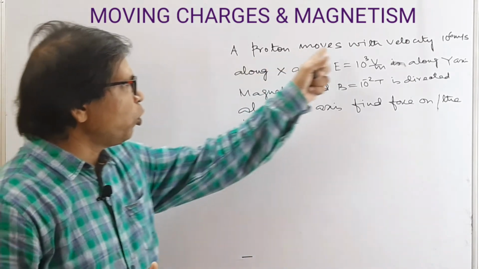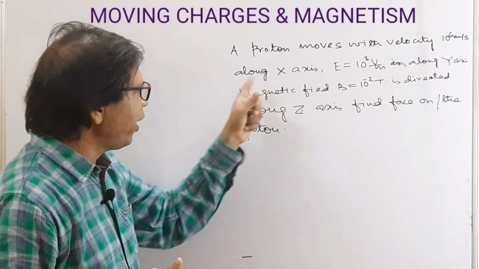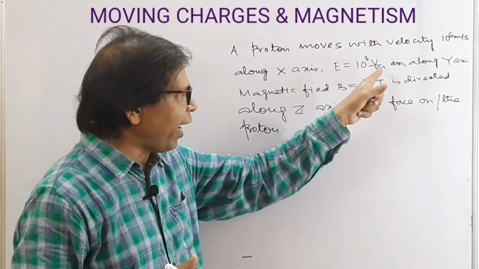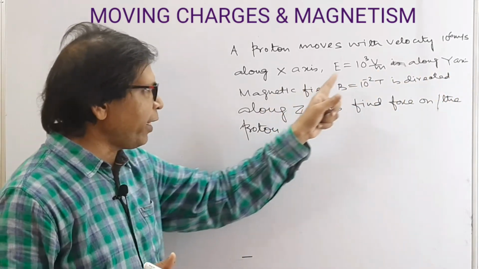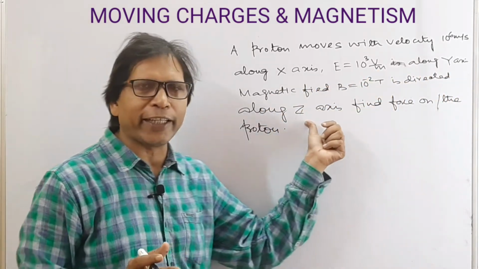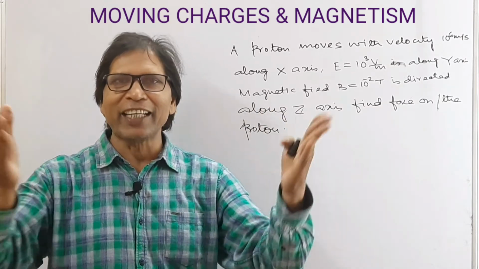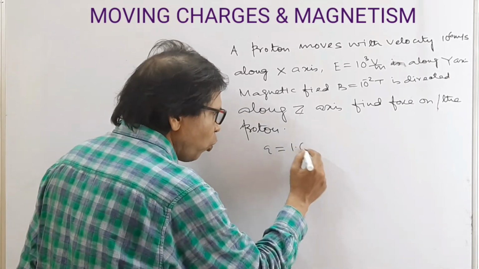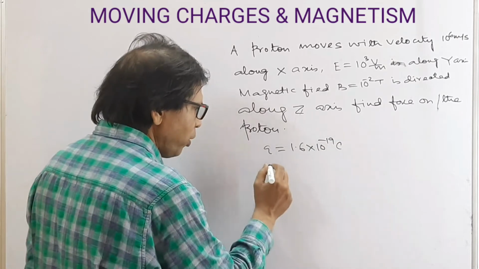A proton moves with velocity 10 to the power 6 meter per second along the x-axis. The electric field is directed along the y-axis and the magnetic field is directed along the z-axis. We have to calculate the force acting on the proton. The charge of the proton is 1.6 into 10 to the power minus 19 Coulomb.